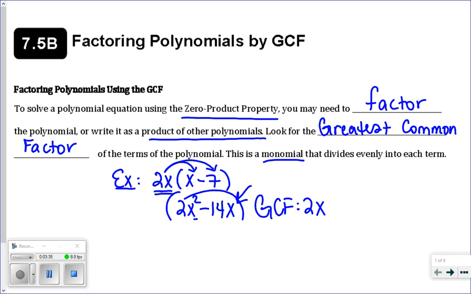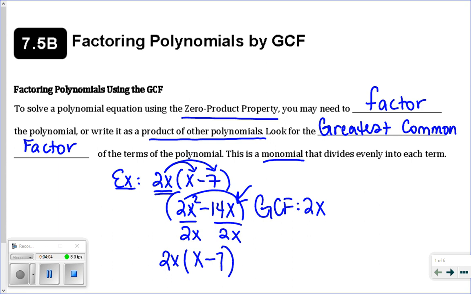Okay? And then it's really just, like I said, the distributive property in reverse. We would take that 2x squared minus 14x, we would divide and ask ourselves, okay, if we would pull that 2x out to the front and write it outside, what would I be left with? So you divide each one of those, and 2x squared divided by 2x is just x, and negative 14x divided by 2x is a negative 7. And then we would be able to rewrite it like we had the original one.